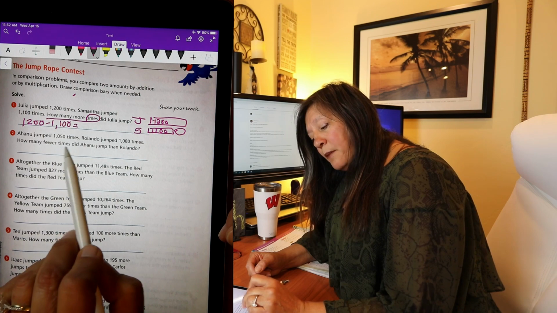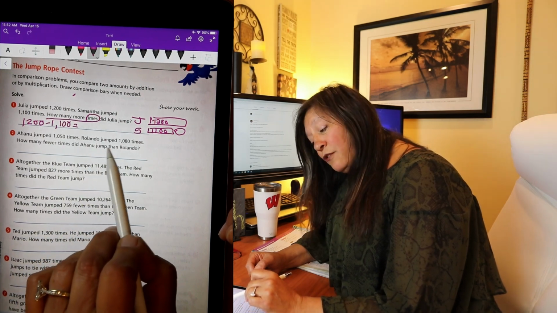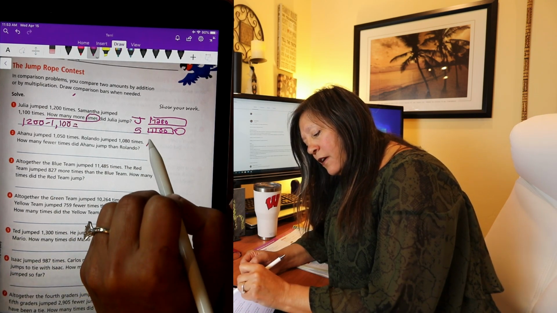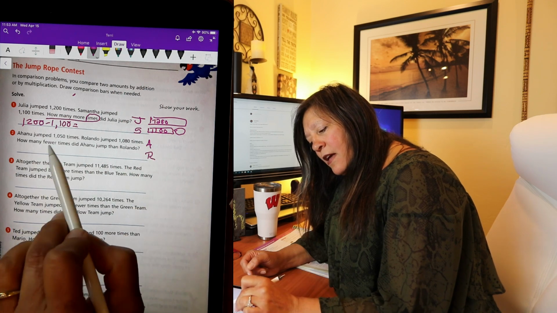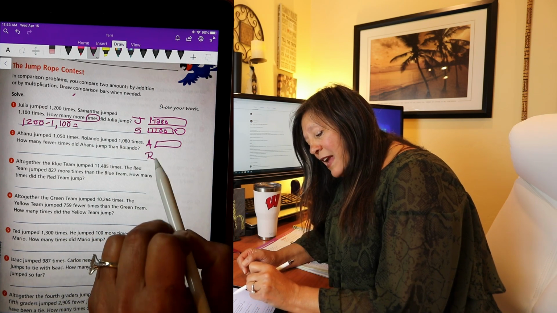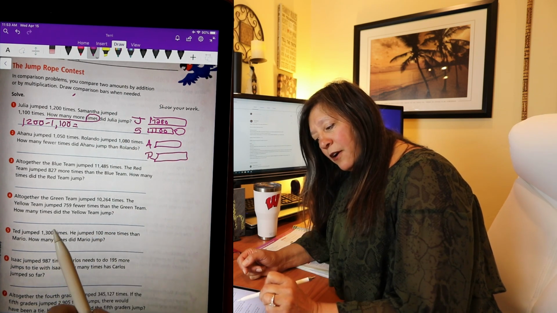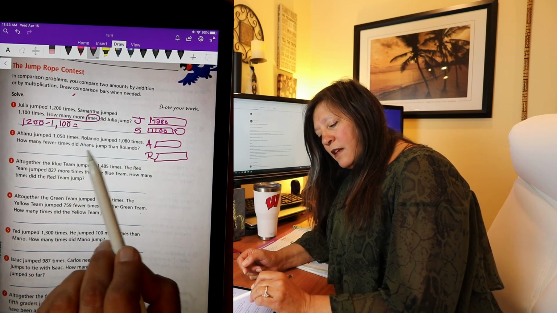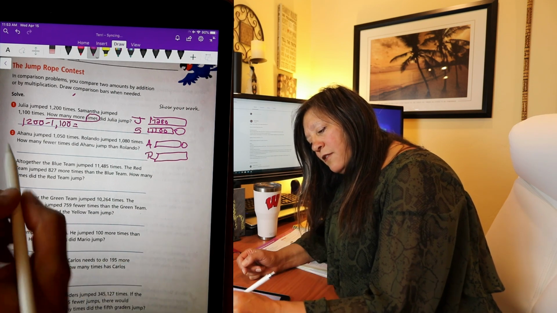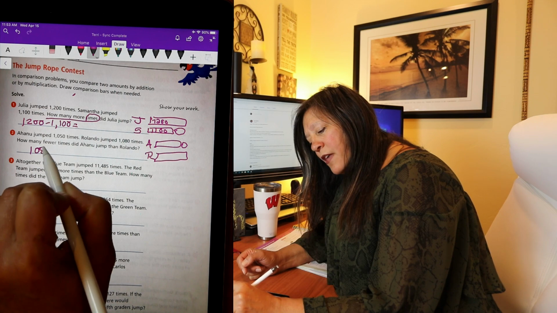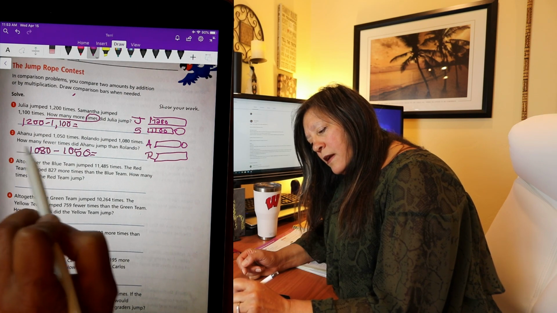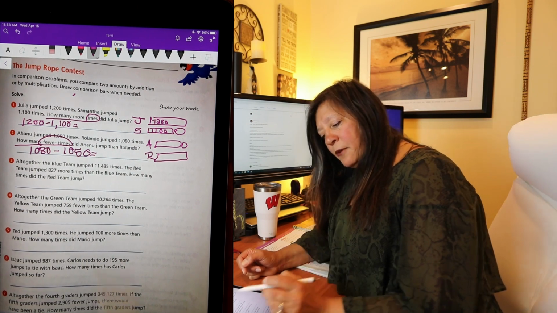Number two, Ahanu jumped 1,050 times. Rolando jumped 1,080 times. Again, you can use comparison bars here. We have A and we have R. Ahanu jumped 1,050 and Rolando jumped 1,080, so Rolando's bar is going to be bigger. How many fewer times did Ahanu jump than Rolando? You're looking for this difference right here, so that is going to be a subtraction problem. So 1,080 minus 1,050. And how many fewer times is going to be your label.